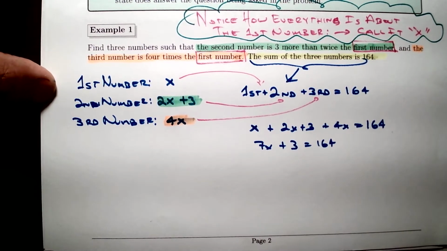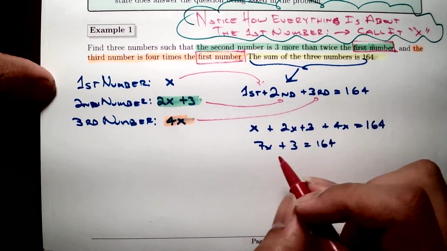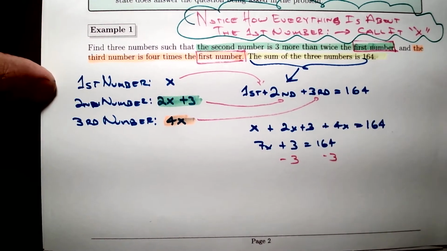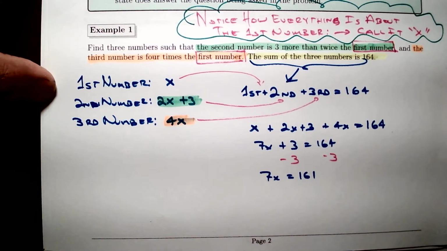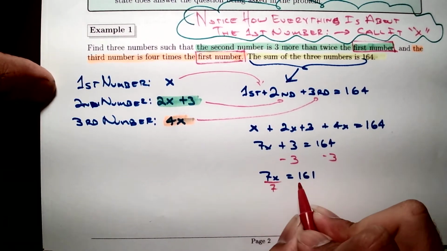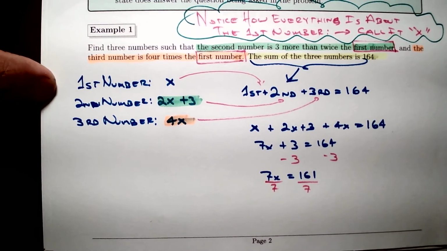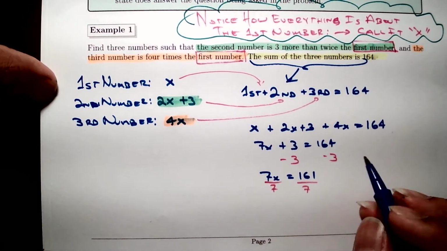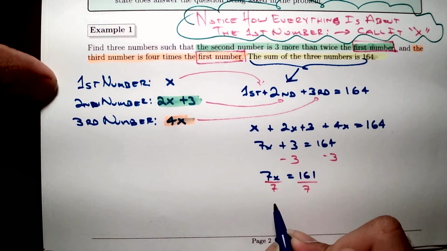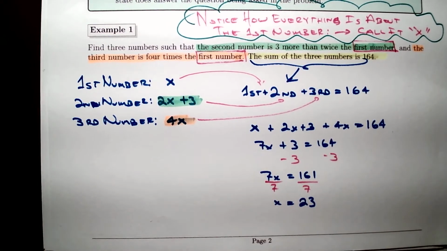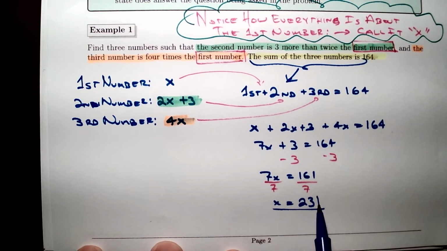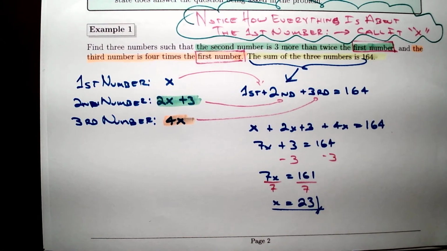Now let's solve this equation. Subtract 3 from both sides to get 7x equals 161, and then divide both sides by 7. You might want to verify this using a calculator; it's going to go evenly. x equals 23. This is only the solution to the equation. We are not done with the problem.